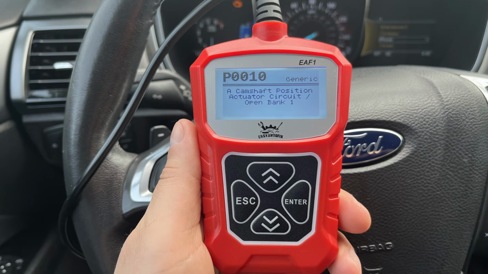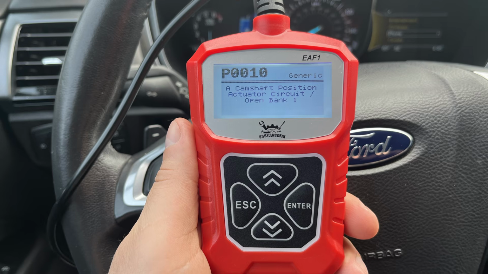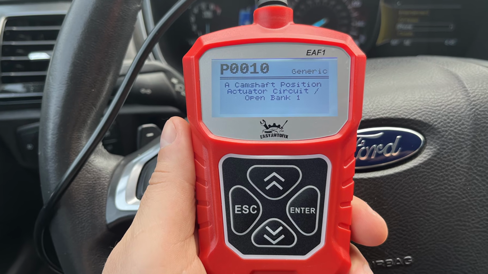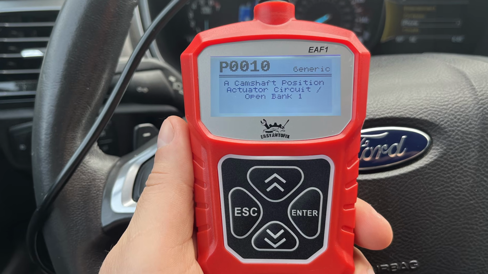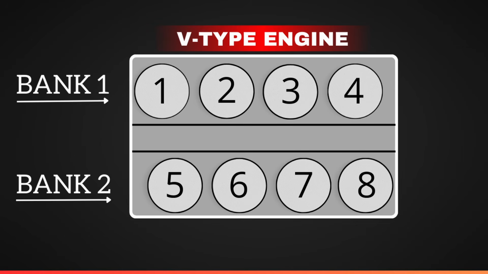The P0010 code means the ECM has detected a problem with the intake camshaft position actuator circuit on bank 1. In simple terms, the computer is trying to adjust cam timing, but the electrical signal to control the actuator isn't working right.